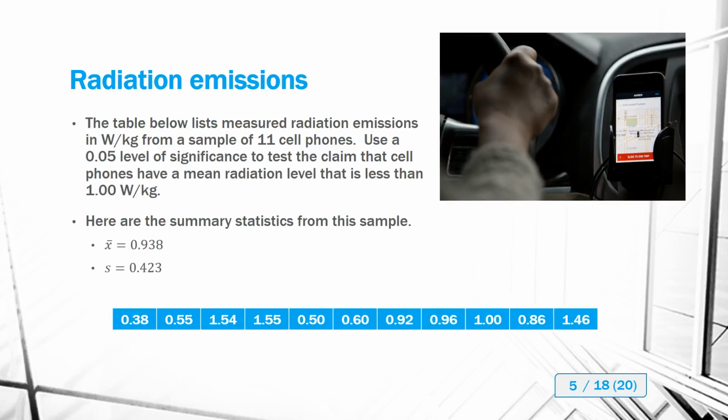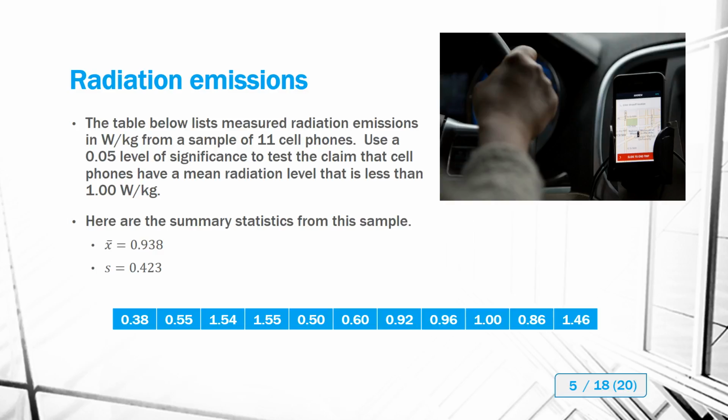So let's look at an example. Radiation emissions from cell phones. Here in the table at the bottom of the screen, there's a sample of radiation emissions that were measured in watts per kilogram for 11 cell phones. So we're asked to use a 5% level of significance to test the claim that cell phones have a mean radiation level less than 1 watt per kilogram.